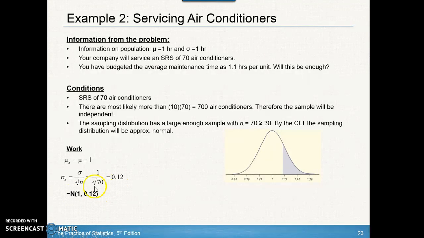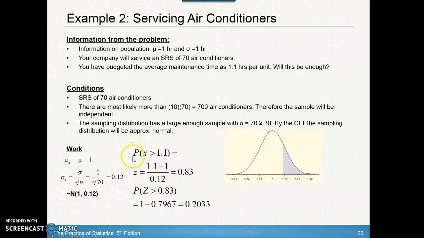Okay, so we know it's approximately normally distributed. Now notice the notation. The probability that a group, okay, of 70 air conditioners is greater than 1.1 hours. The average of the 70 air conditioners, okay, that the mean time is greater than 1.1. Okay, notice I'm using the standard deviation from my sampling distribution, probability of the z-score, and then your final answer.